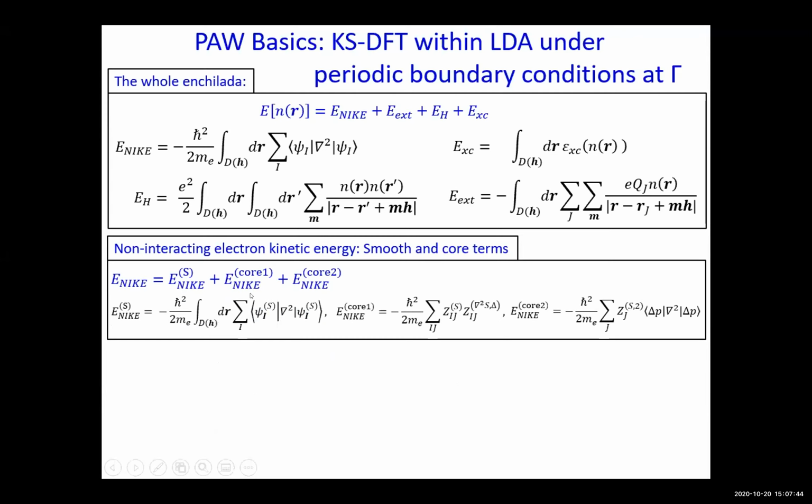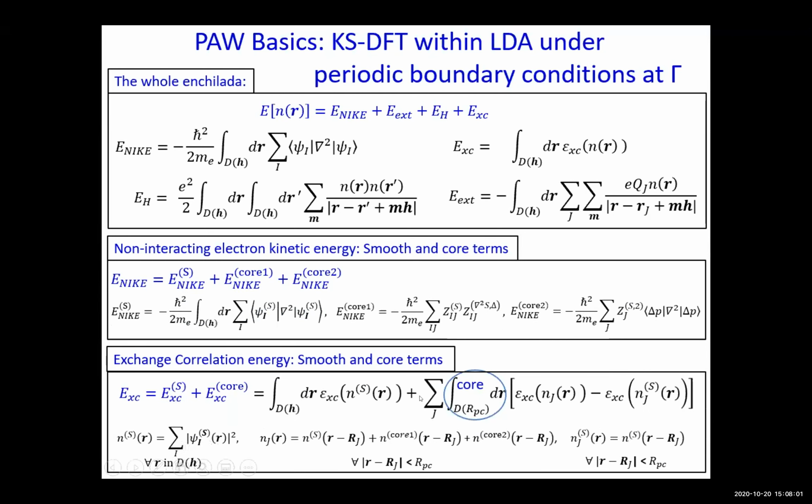So all these terms will now have three parts. We'll have a smooth part, a part that only depends on the stuff in the core, and a part that depends on the interaction between the smooth part and the core part. And that's true for all these things. So we have a smooth exchange correlation function and then an exchange correlation function which depends on things in the core.